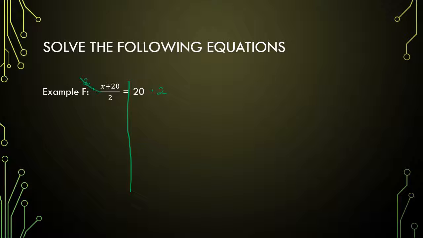So on the left side, our 2's cancel. We bring down our x plus 20. On the right side, we have 20 times 2, which gives us an answer of 40. Now our equation is x plus 20 equals 40. To get x by itself, we need to get rid of plus 20, and the opposite of addition is subtraction. Subtract 20 from both sides, and on the left side they'll cancel, leaving us with x. On the right side, we have 40 minus 20, which will leave us with 20. So our answer is x equals 20.